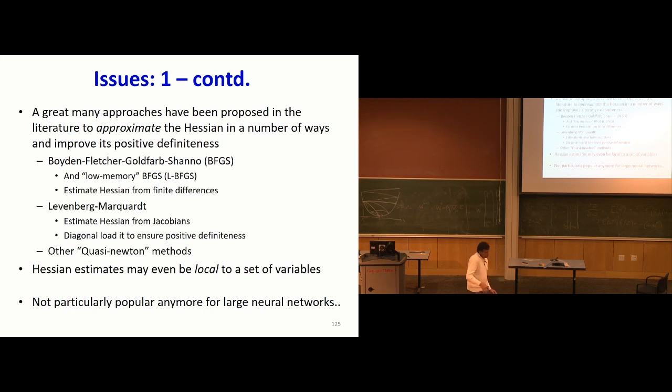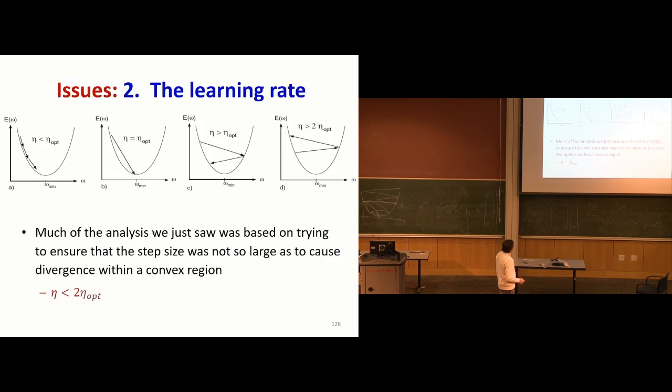Some methods, even instead of looking at the Hessian for the entire set of variables, you could look at some subsets of variables. But all of these end up being unnecessarily complex, and they're not particularly popular anymore for large neural networks. Now, these complications arise because we are trying to ensure that our optimization, our iterative estimates, don't blow up, but somehow converge towards the optimum.